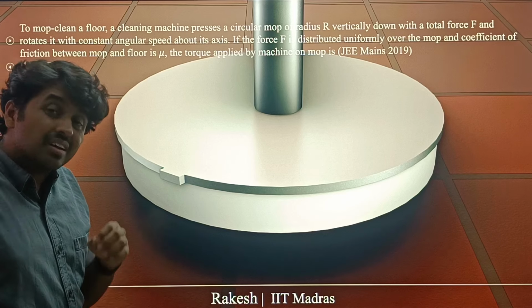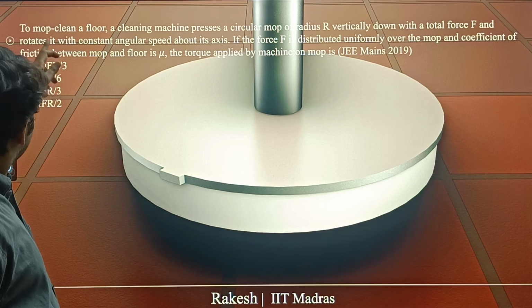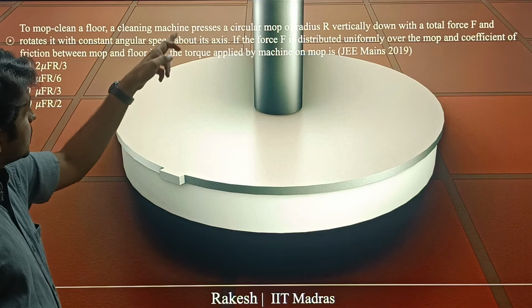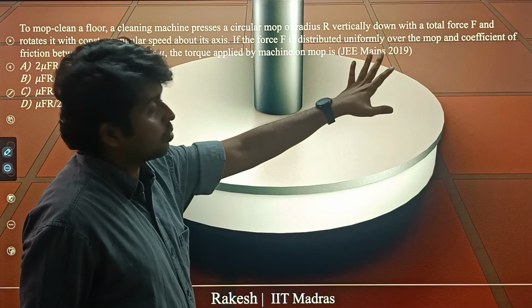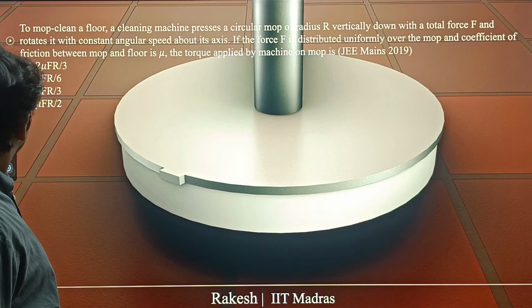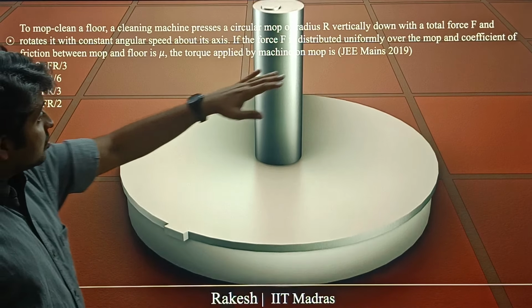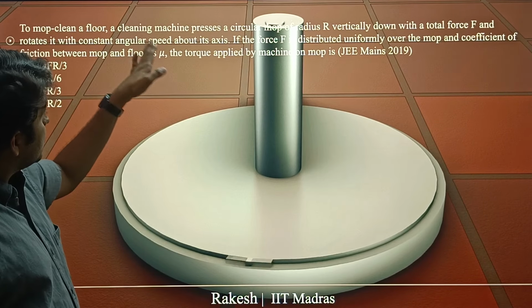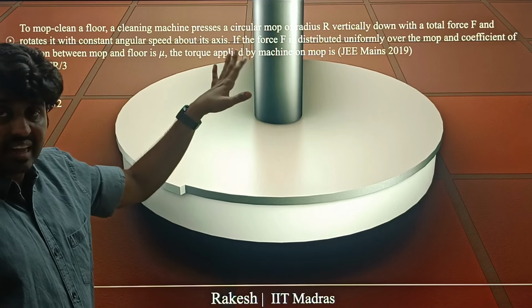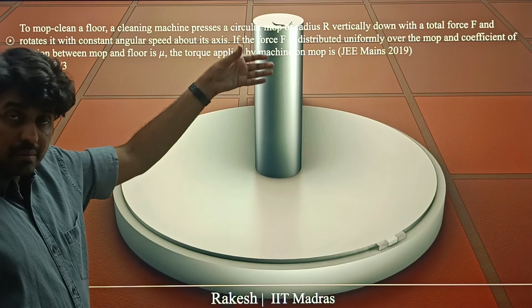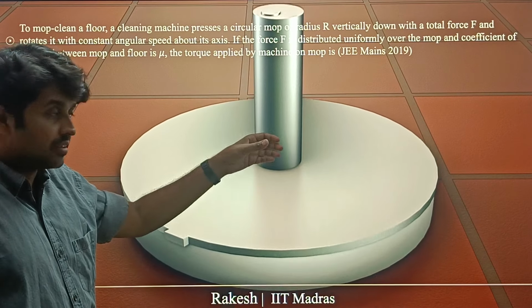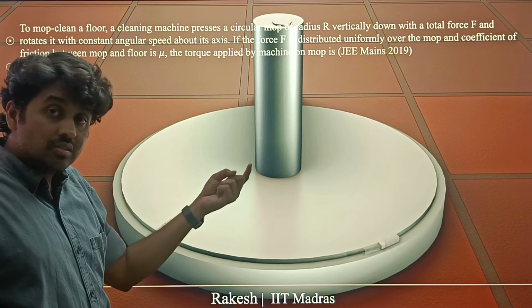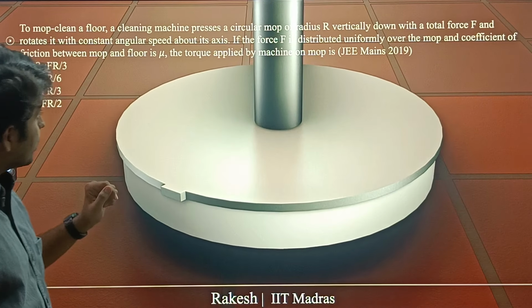Let us first analyze the question. To mop clean a floor, a cleaning machine presses a circular mop of radius r vertically down with a force F and rotates it with constant angular speed about its axis. So this is a mopping machine. It is pressing it down on the ground with a force F and rotating it with a constant angular speed.